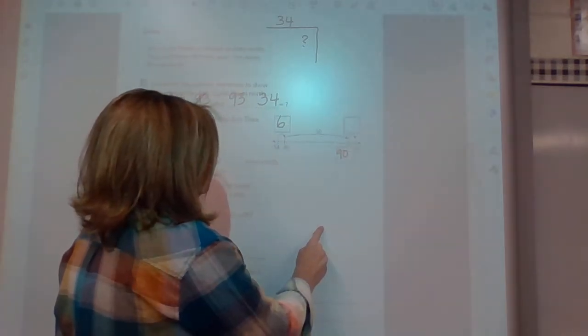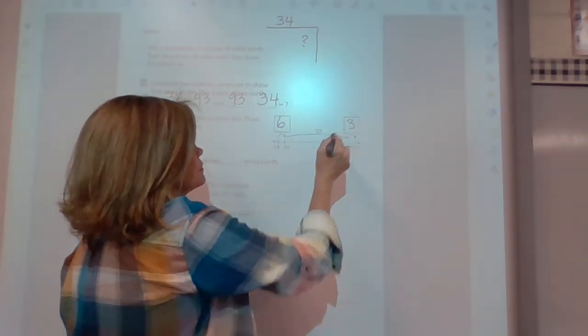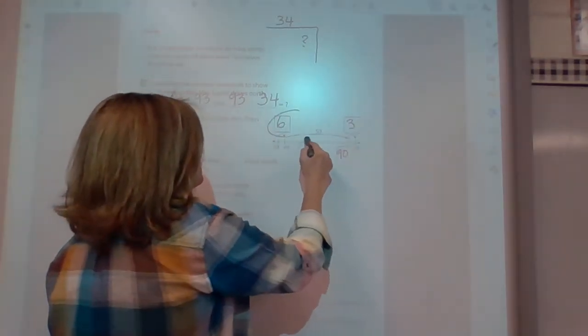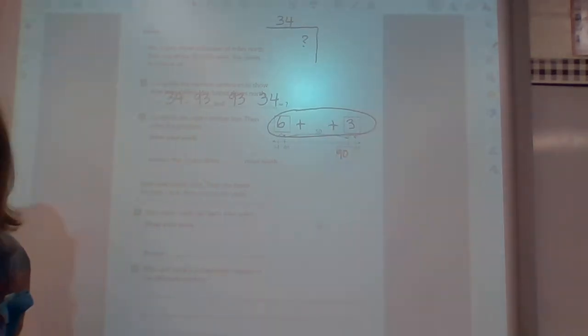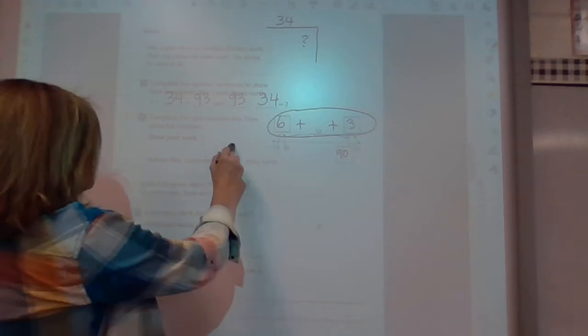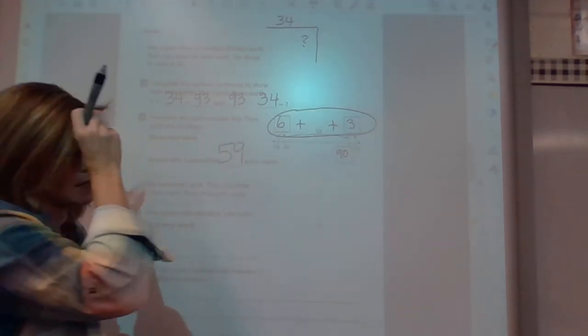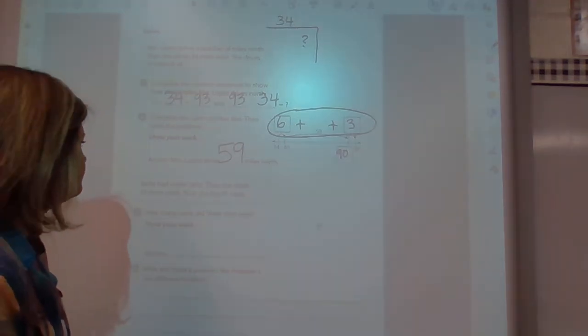Sorry, moved it. Didn't mean to. How many hops from 90 to 93? That's 3 hops. This is the important part. We got to add these together. 6 plus 3 is 9. And 9 plus 50 is 59. Okay, so she drove 59 miles north.